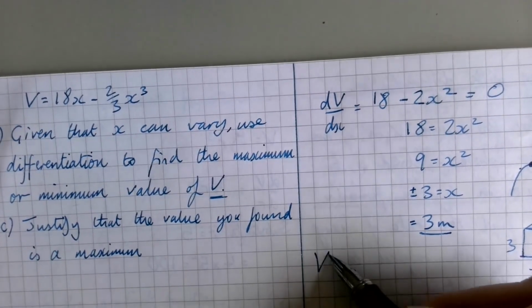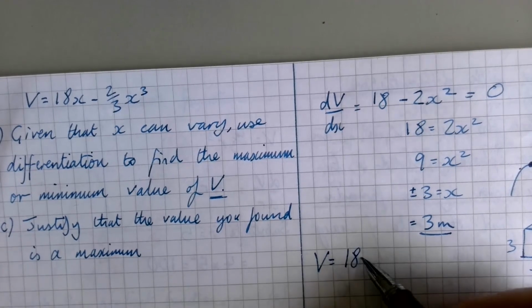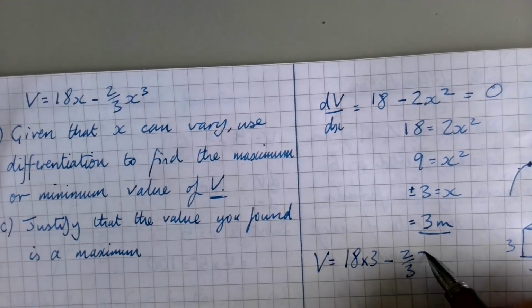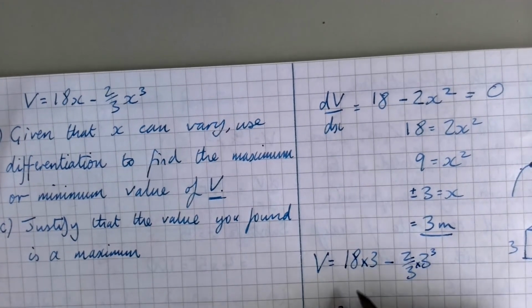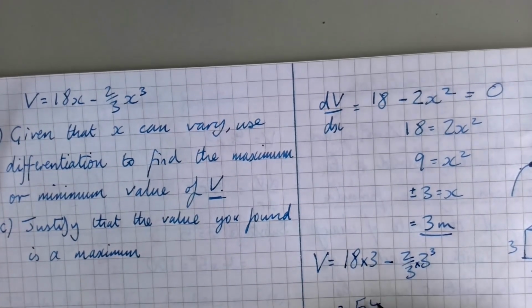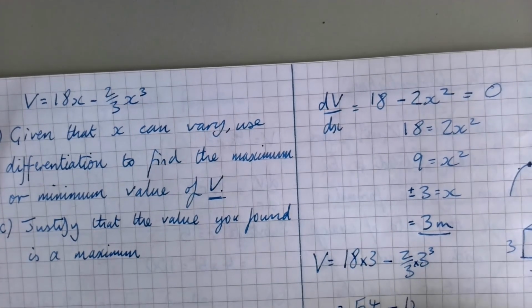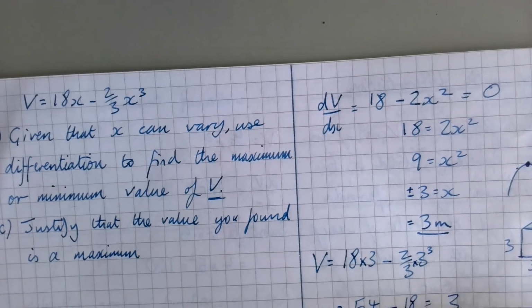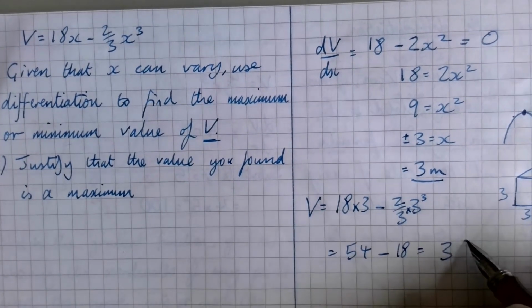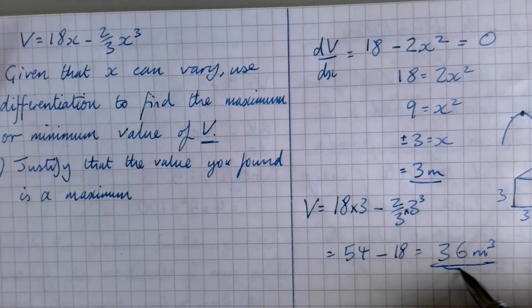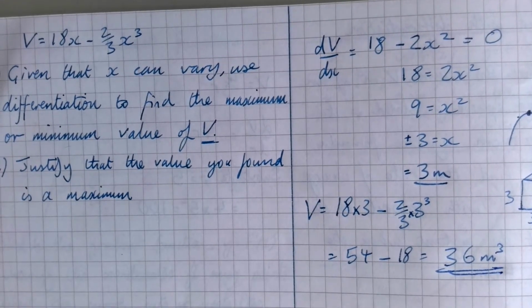So to say what the volume is, I'm going to have to do 18 times 3 minus 2/3 times 3 to the power of 3, which will give me 54 minus 27. 2/3 of 27 is 18. 54 take 18 is 36. So that would be 36 meters cubed, and that's my final answer, isn't it?